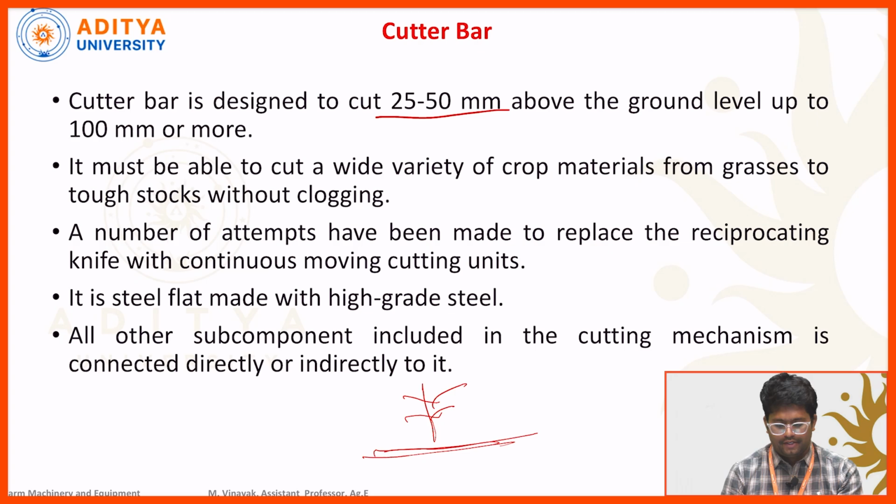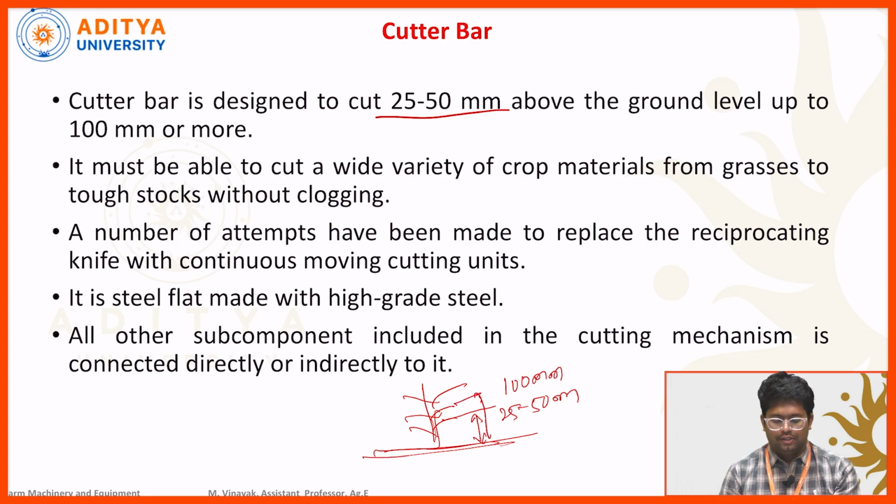This one is the plant material. This plant material we need to harvest. So this cutter bar can be designed to harvest from a height of 25 to 50 mm or above, up to a height of 100 mm or more. It should not be less than 25 mm. Whatever crop is available below 25 mm height, the cutter bar is unable to harvest.